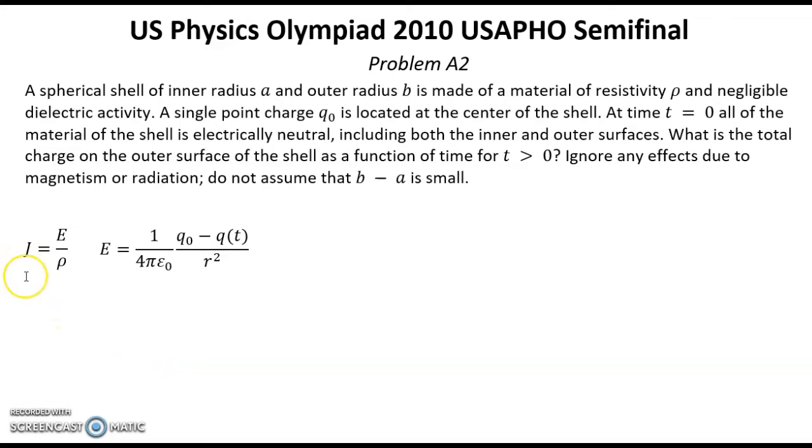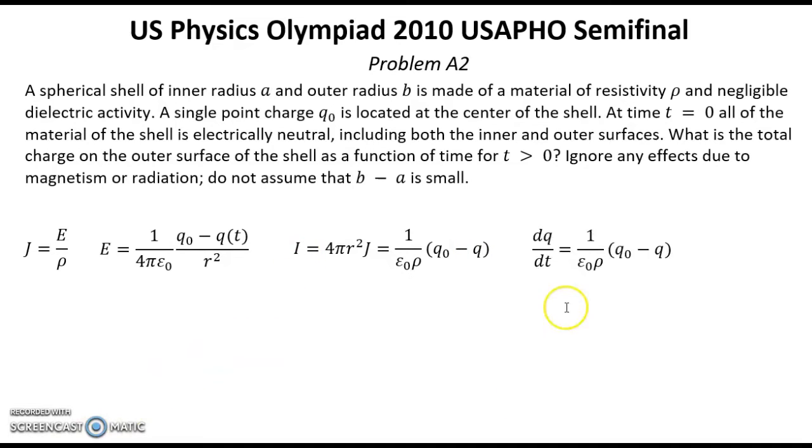And now we can rewrite that total current will be area 4 pi R square multiplied by current density, which is 1 over epsilon 0 rho multiplied by Q0 minus Q. And now because current equal dq over dt, we can write this differential equation. dq over dt equal 1 over epsilon 0 rho multiplied by Q0 minus Q. And the last step is to split variables Q and t, and we have this equation.